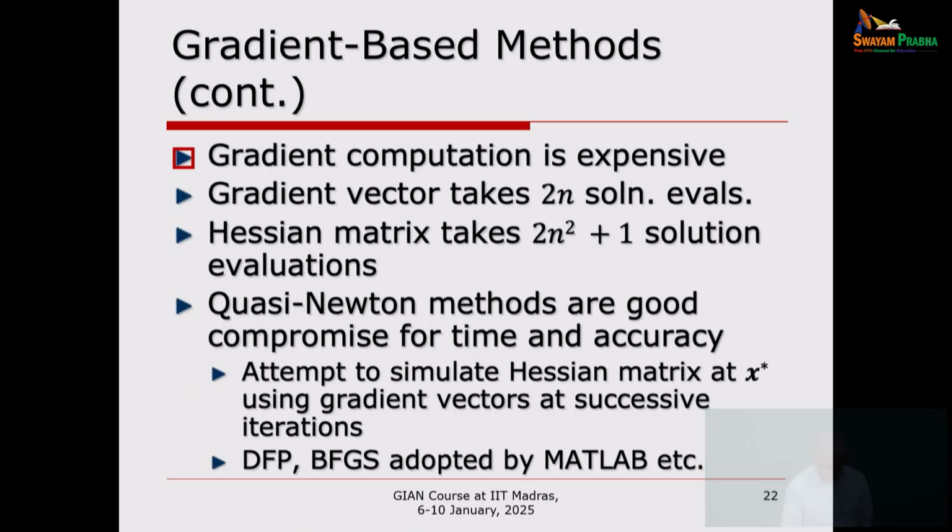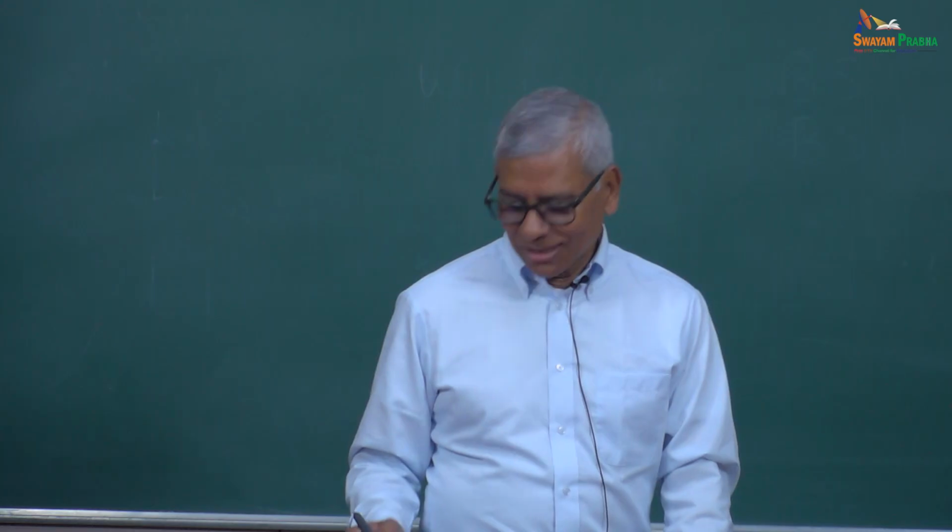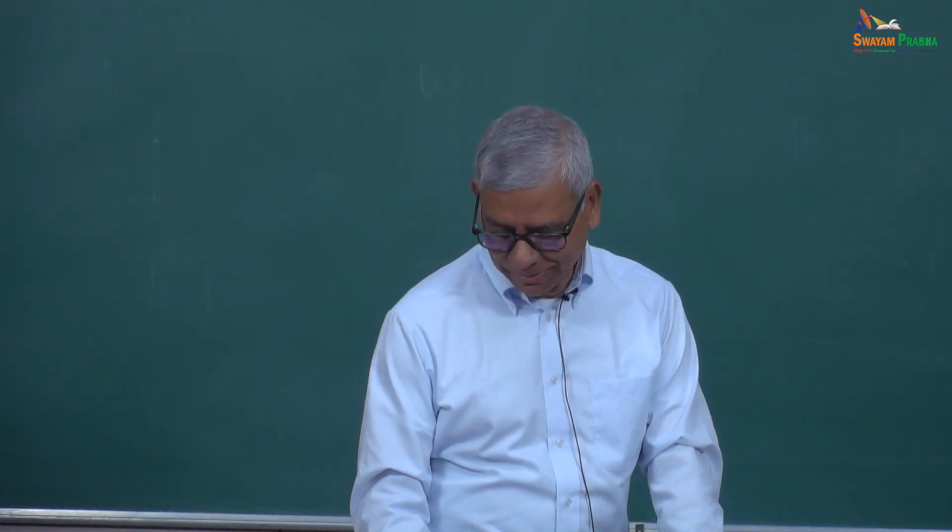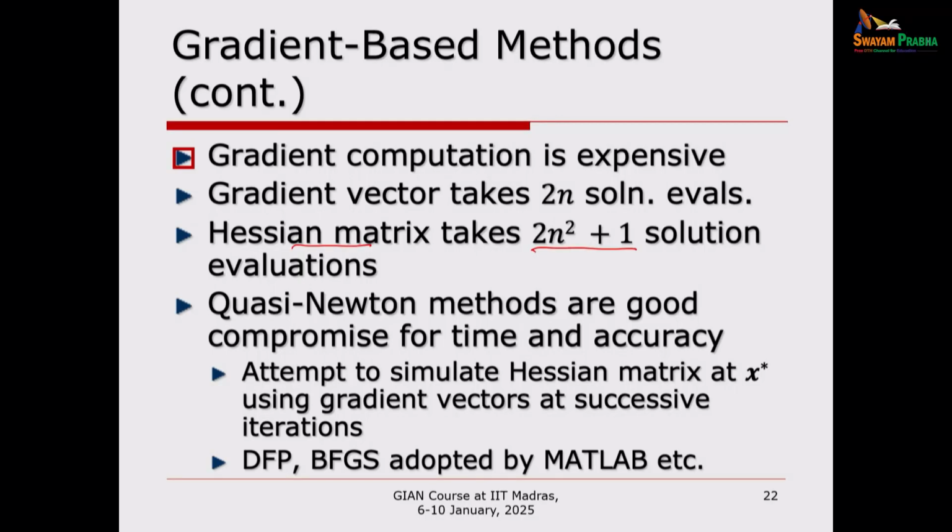For the gradient based method, the Hessian requires 2n squared plus 1, where n is the number of variables. If you have 10 variables, you are talking about 201 function evaluations already. And remember that problem I showed you, one evaluation takes 2 days. One Hessian matrix takes 201 evaluations in that case.